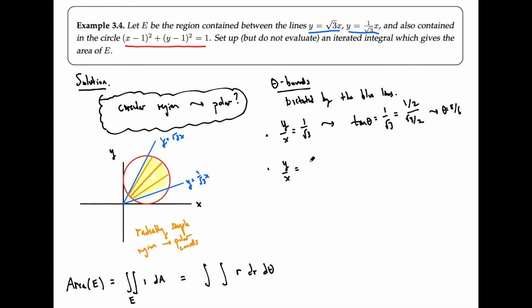Likewise, we can get the upper bound with this guy. The other blue equation tells us that y over x is root 3. So tangent of theta is root 3, and then again, like we saw in the previous example, that means that theta is pi over 3. So 2 bounds down, 2 to go.